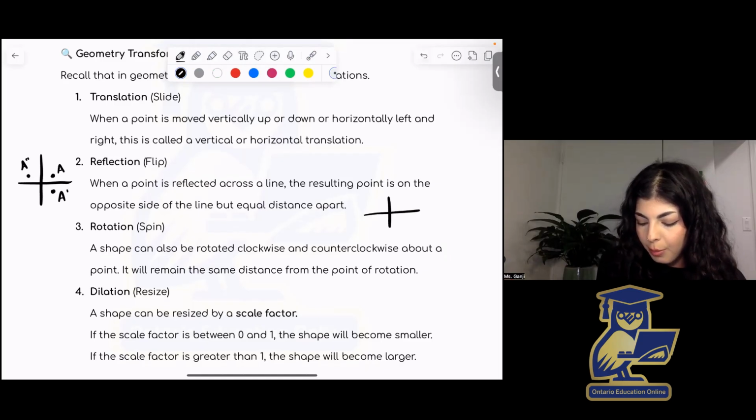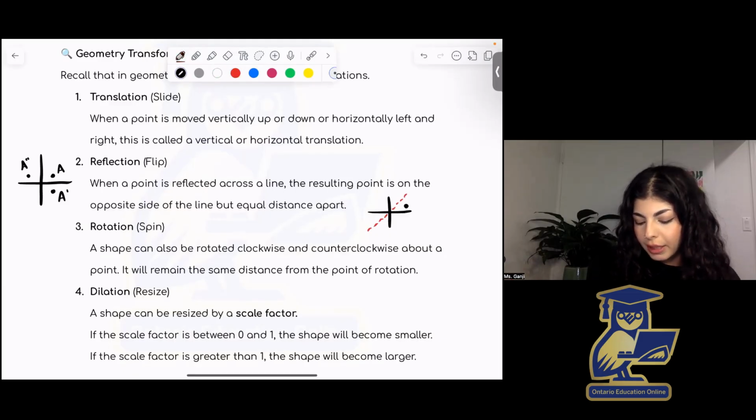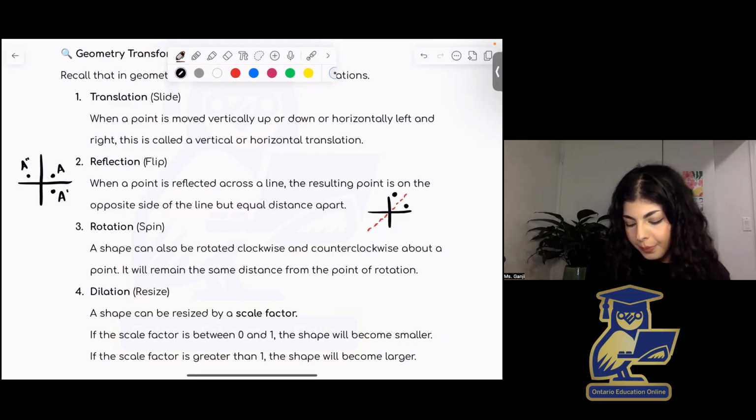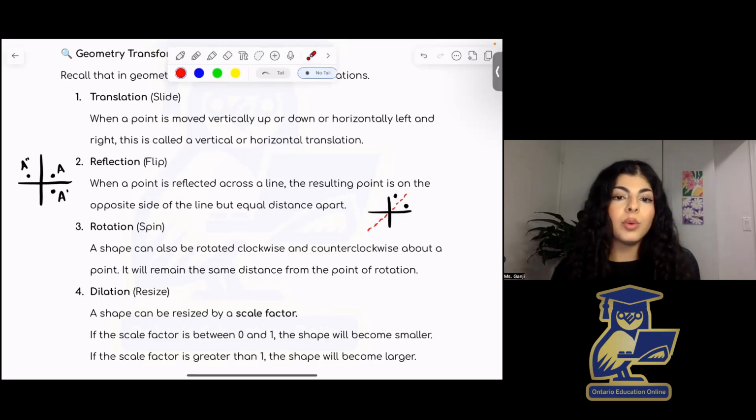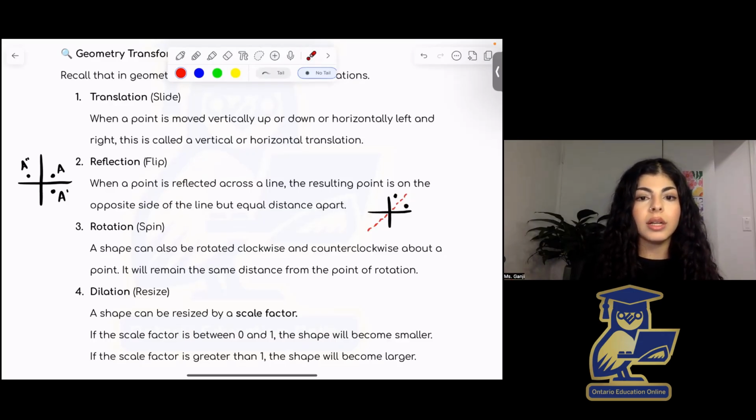for example, a point here, and we could have our reflection line be something like this. And you are still reflecting this point across this line. Maybe let me draw it like that. And now these 2 points are the equal distance apart from that reflection line. So your reflection line can be any linear line, vertical, horizontal, or going diagonally.